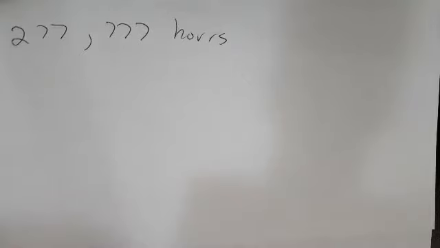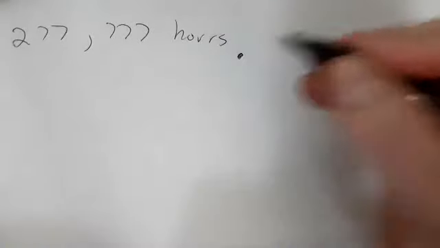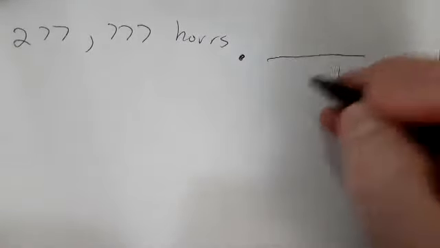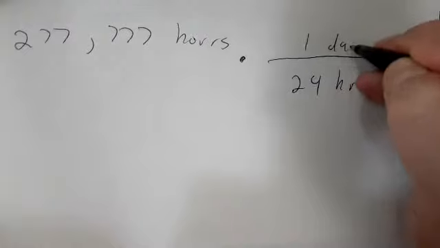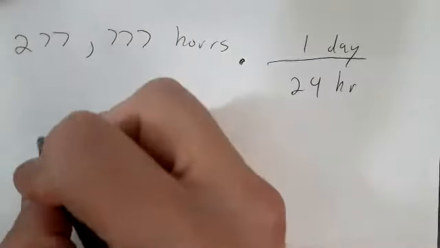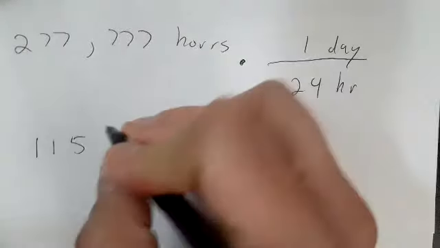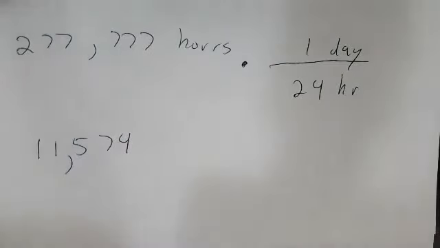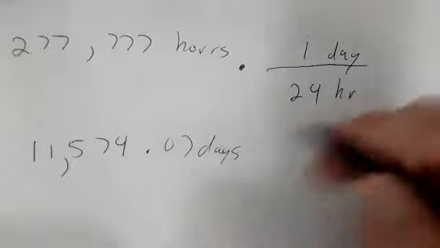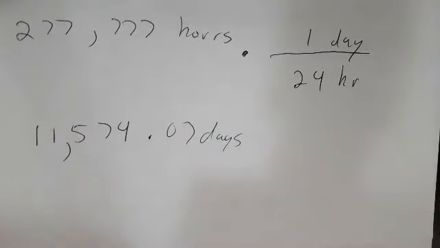Ooh. Let's get the answer back. So that answer, now we're in hours. We want to go from hours to days. There are 24 hours in 1 day. The next thing we're dividing by is what, 24? 11,574 and some change. Days.